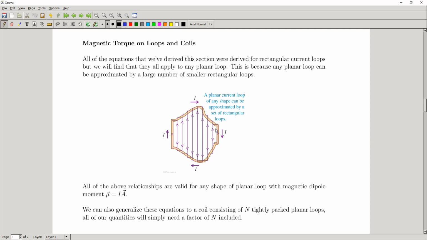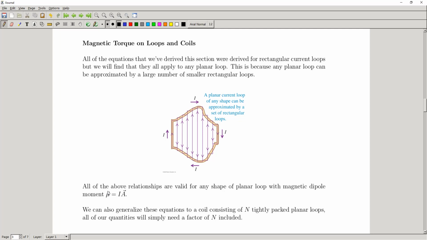And then in the limit where we had infinitely many of these infinitesimally small rectangles, it would be basically a perfect approximation for our planar loop here. Okay, so all of the relationships that we built above for our current loops are going to apply to any shape of planar loop. All we have to do is take our magnetic dipole moment. It's again going to be equal to our current times the area of this shape, and then we can find the direction that the area vector points, and so we'll know the direction of our magnetic dipole moment.